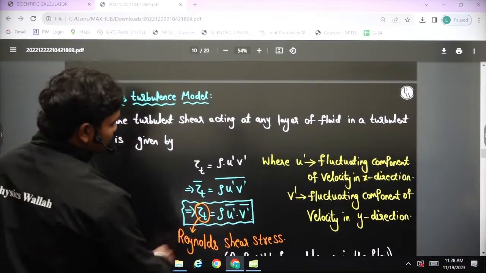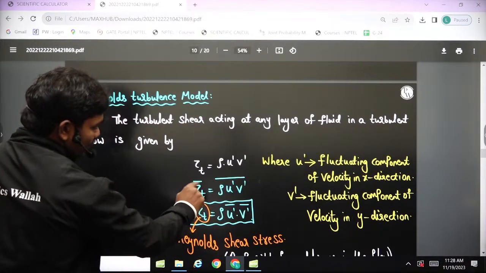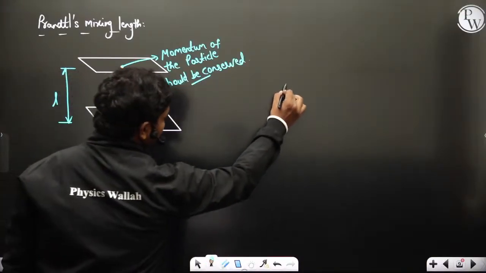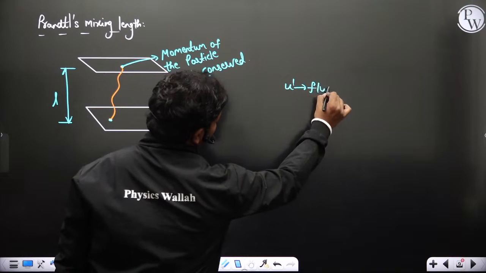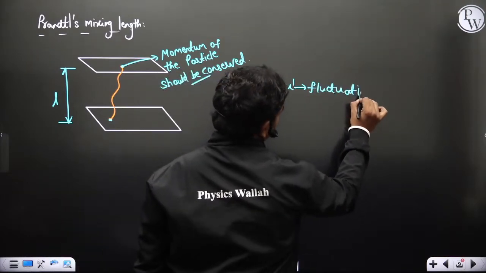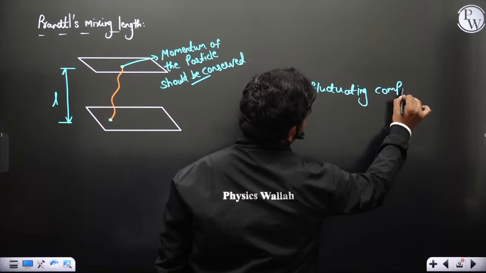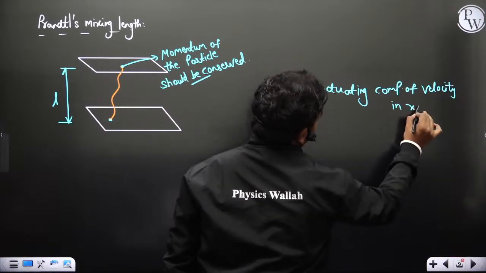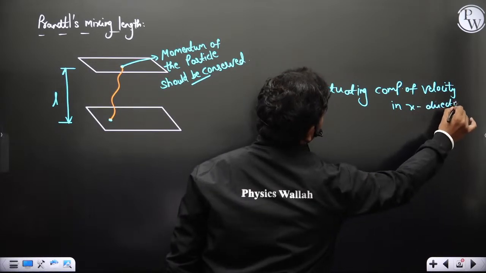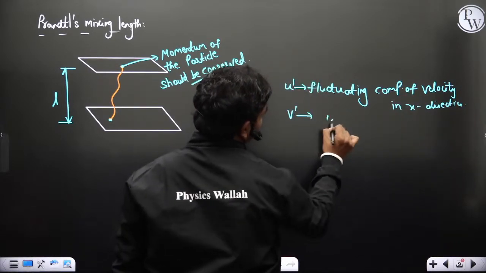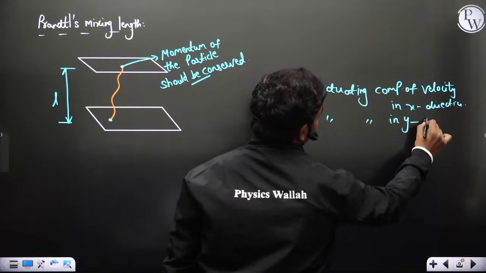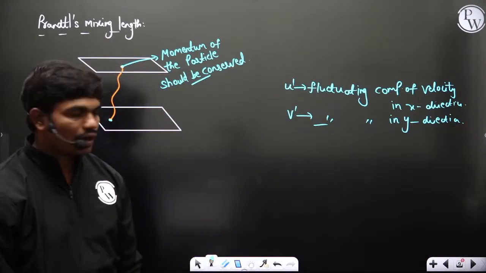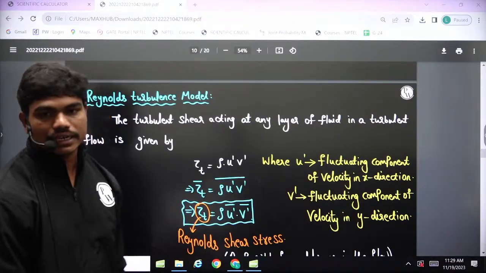In this Reynolds model, tau t average is taken as rho into u dash v dash bar. Here u dash is the fluctuating component of velocity in the x direction. Similarly, v dash is the fluctuating component in the y direction. The product of these two at any point, and the mean of that product, is what we use in the modeling of this particular quantity.